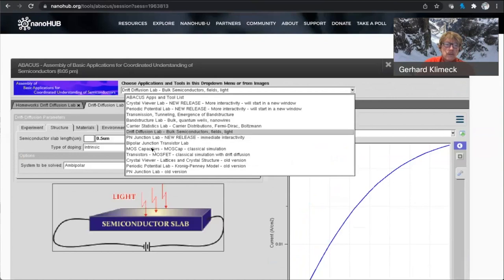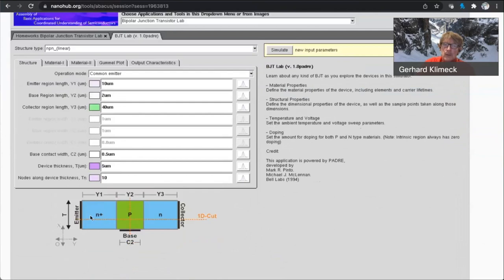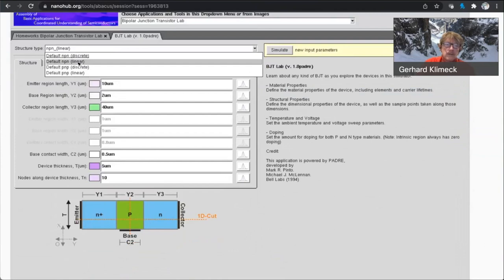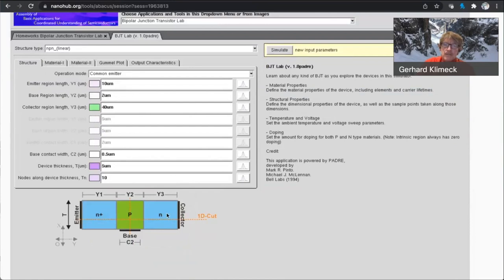So here we're going to talk about the bipolar junction transistor lab, where you can teach students these types of behaviors through an NPN or PNP, or even a realistic geometry like this, where it might look like this. So for quote unquote physics introduction, that is exactly what we're going to talk about next week.